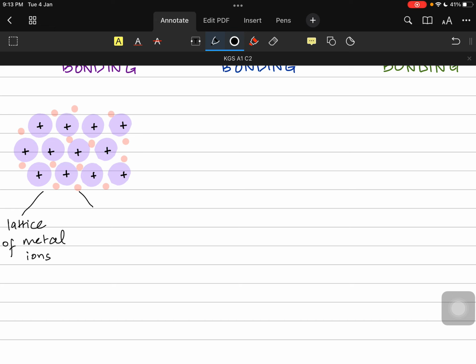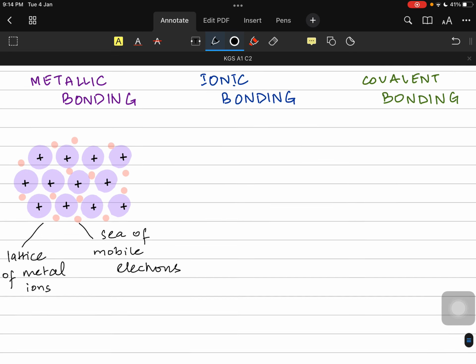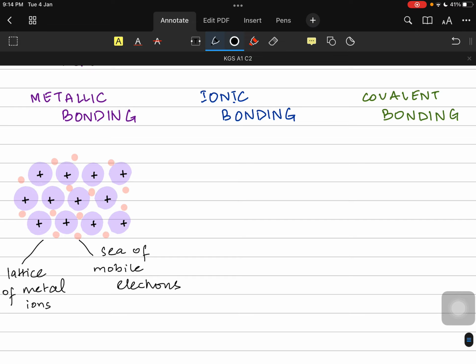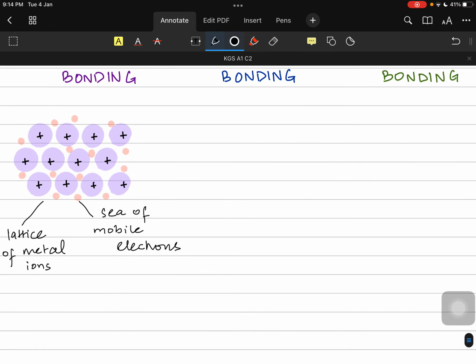And here we have a sea of mobile electrons. So the metal atoms lose their electrons, and the lost electrons keep on revolving in the area around the lattice, and now it is known as the mobile sea of electrons. This is metallic bonding. In metallic bonding, we have a lattice of metal ions surrounded by a sea of mobile electrons.